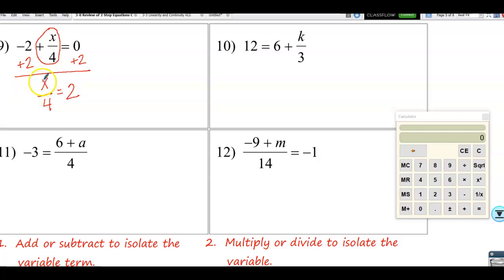This is x divided by 4. The opposite of divide is multiply. So we multiply both sides of the equation by 4. Those 4's cancel, and that gives us x is equal to 8.